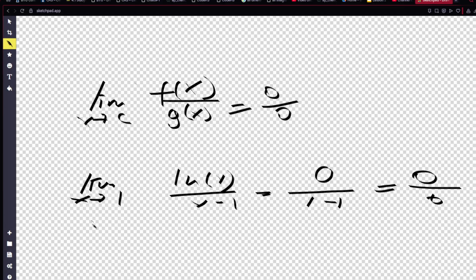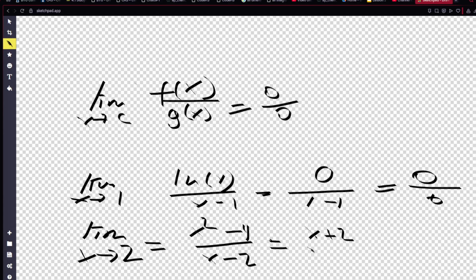Remember that we can usually simplify limits algebraically. For example, the limit as x approaches 2 of x squared minus 4 over x minus 2 on the bottom. If you plug 2 in here, you would still get an indeterminate form, but if you simplify the top and bottom, you'll get x plus 2 over 1, which is equal to 4.